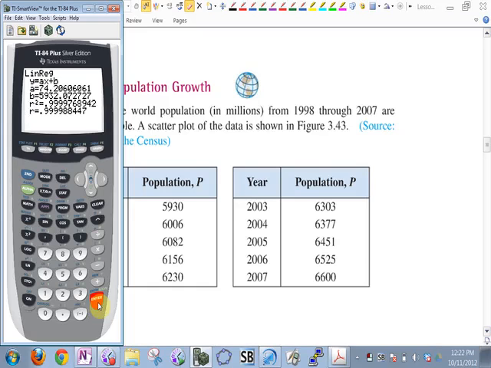This is a very, very small sampling of world population growth. This is 10 years out of how many? Lots. Okay? Lots and lots and lots. So that does not mean you decide to use a line to represent this data. That is not what that means at all. Okay?